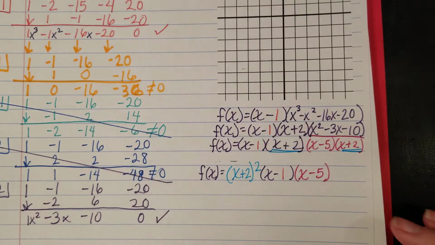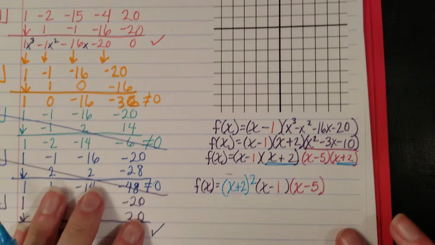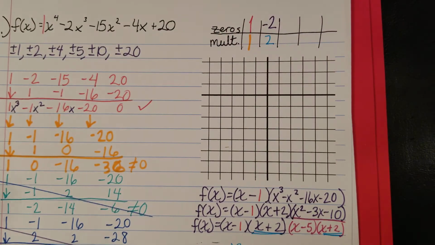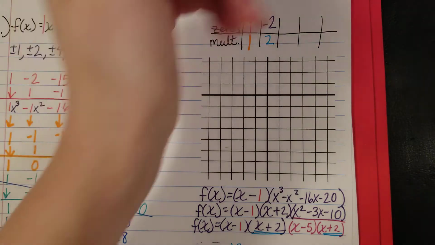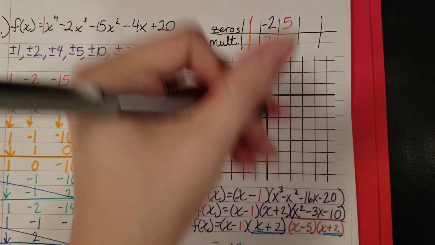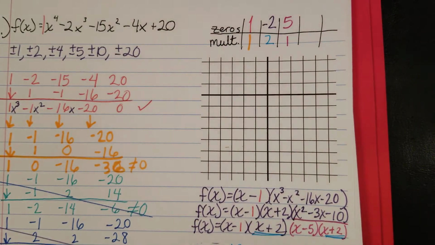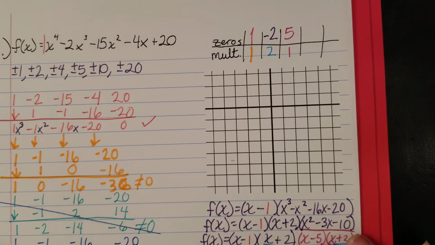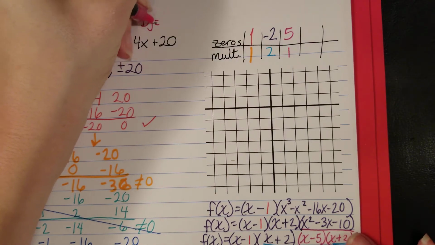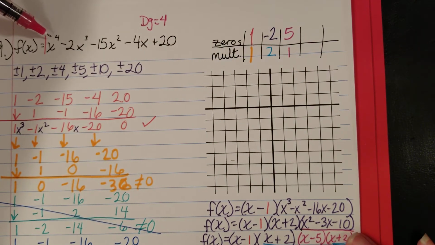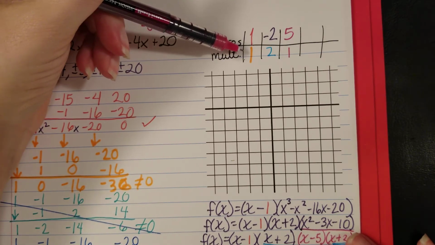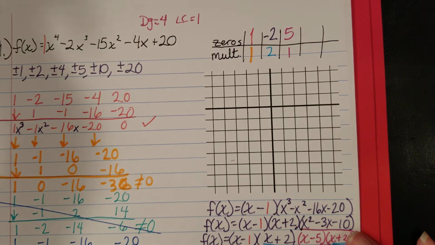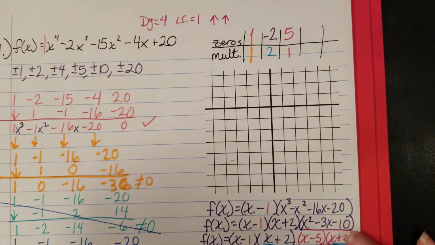So now I know that the multiplicity of the 0 at -2 is 2, and I know now that I have a final 0 at 5 with a multiplicity of 1. Just from looking at my original function, I know that the degree is 4, which also matches up to the sum of my multiplicities over here. And my leading coefficient is 1, which is positive, so my arrows are both going to point up.